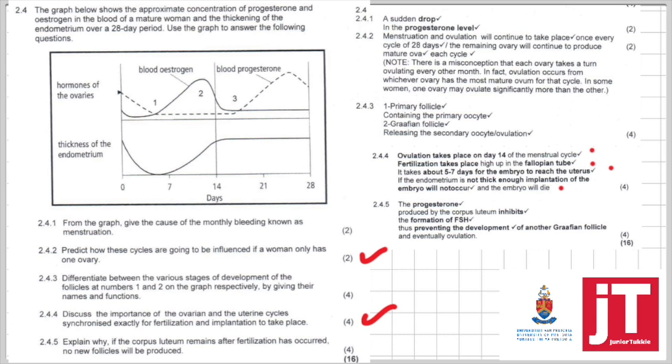Nice question. 2.4.5. Explain why, if the corpus luteum remains after fertilization has occurred, no new follicles will be produced. We know the progesterone produced by the corpus luteum inhibits the formation of follicle-stimulating hormone, thus preventing development of another Graafian follicle and eventually prevents ovulation as well. Nice question. This is the question I needed you to know because I've never seen such difficult questions in any prelim again.